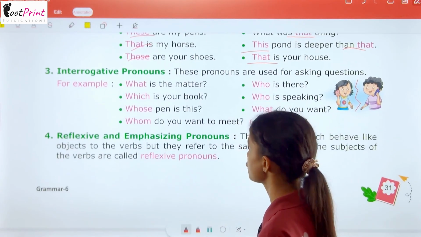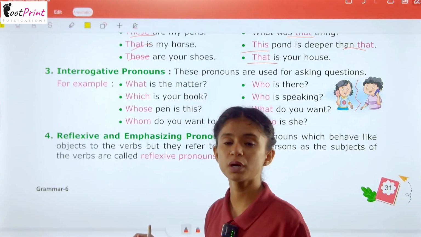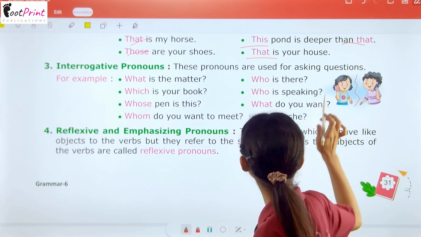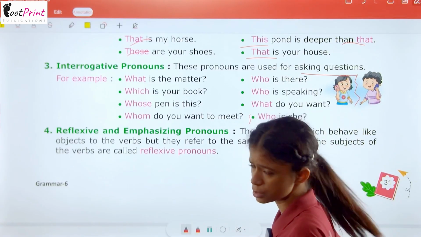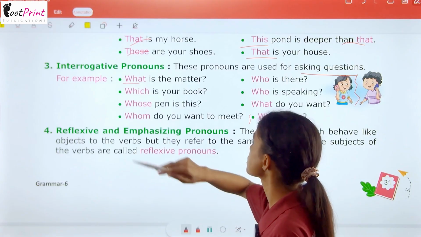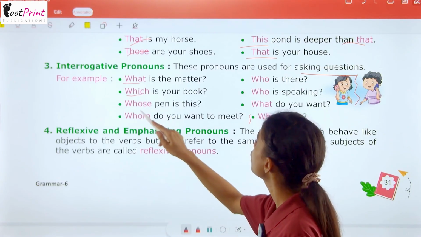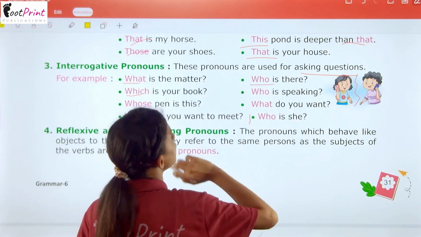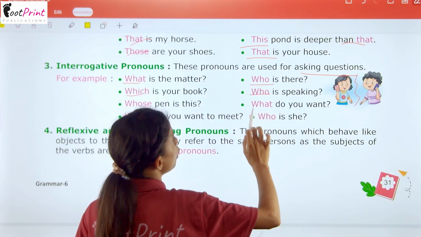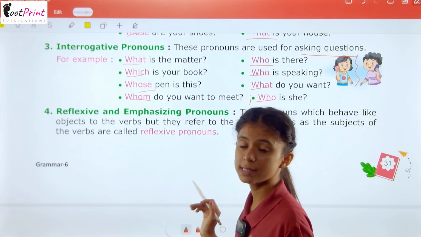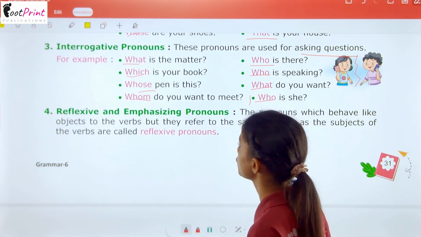Next we have interrogative pronouns. Where the word interrogative comes, we know it's about questions. So these pronouns are used for asking questions. What is the matter? Which is your book? Whose pen is this? Whom do you want to meet? Who is there? Who is speaking? What do you want? Who is she? All these are examples of interrogative pronouns.